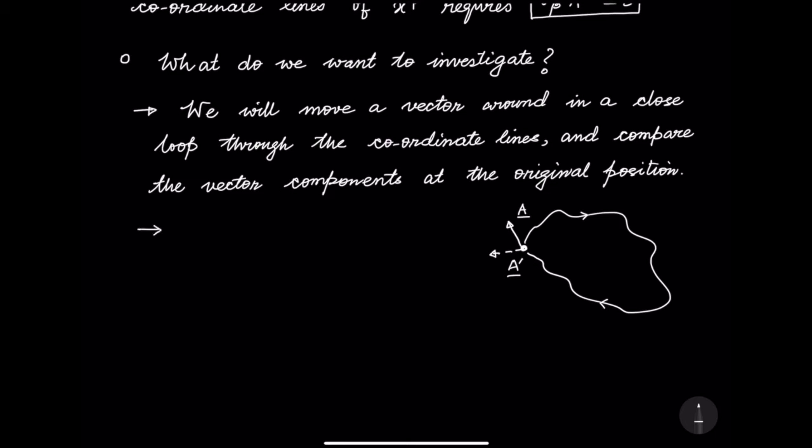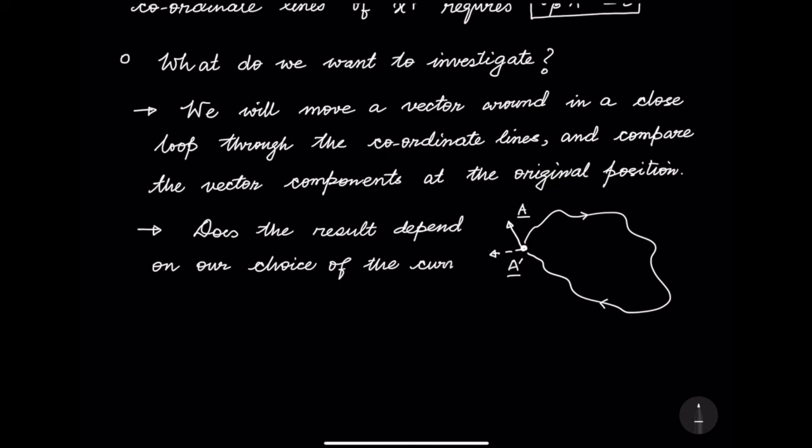And the next question we will ask is, does the result depend on our choice of the curve? This is very bizarre if it depends on the choice of the curve, but that is what we will check today. Which means that if I go through this curve or through that curve, will the result be different?